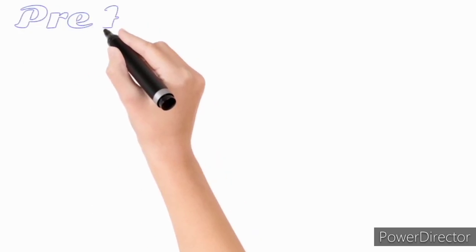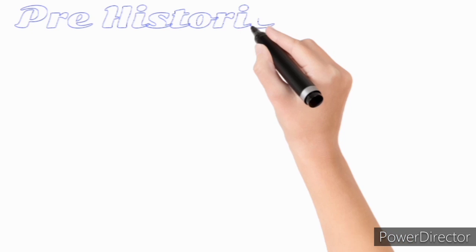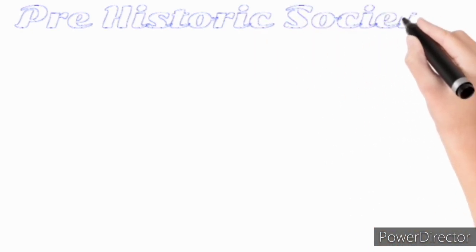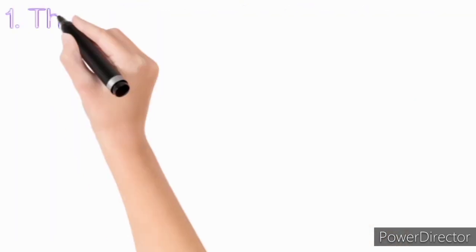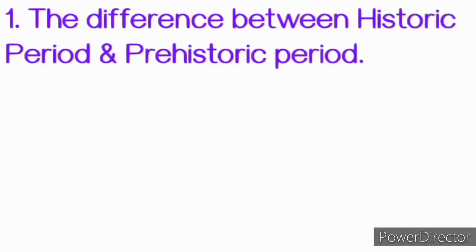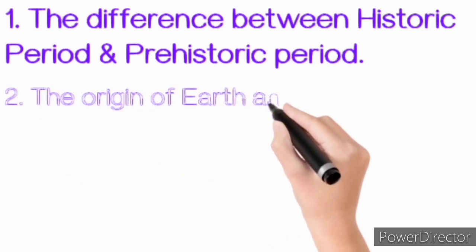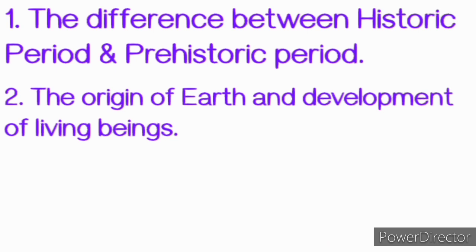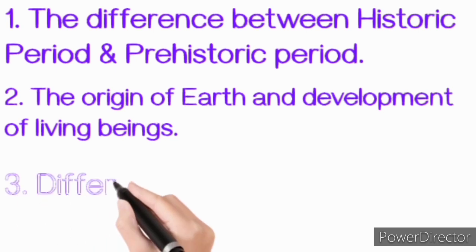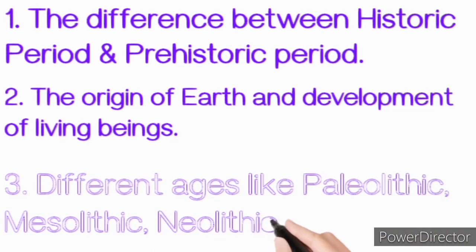Today we are going to discuss the chapter called Prehistoric Society. In this chapter, we are going to discuss the difference between historic period and prehistoric period, the origin of earth and development of living beings, the different ages like Paleolithic, Mesolithic, Neolithic and Iron Age.